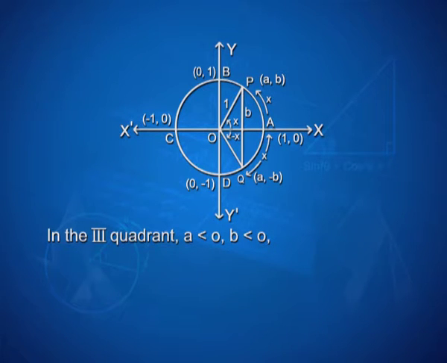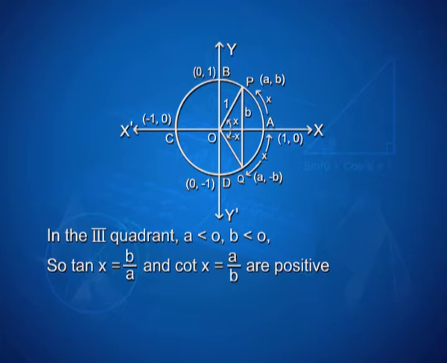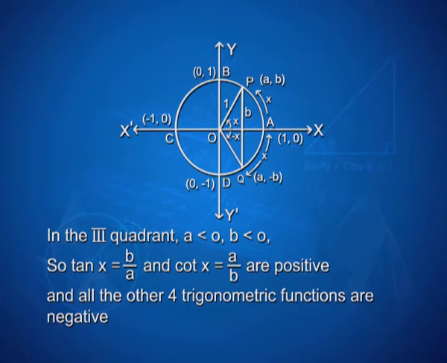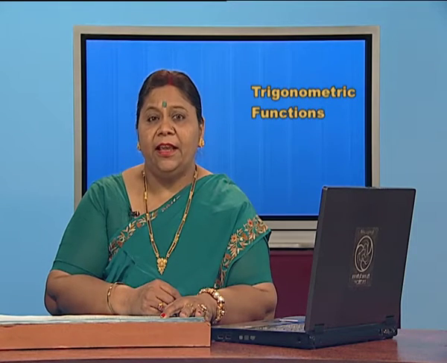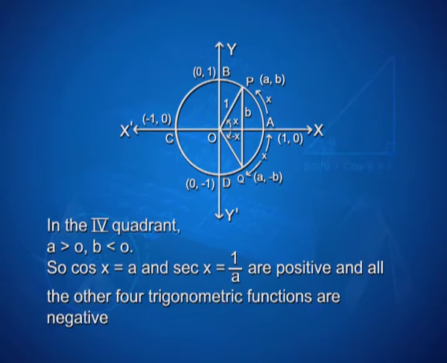In the third quadrant, A is less than 0, B is less than 0. So, tan x is equal to B upon A and cot x is equal to A upon B are positive, and all the other 4 trigonometric functions are negative. Similarly, in the fourth quadrant, A is greater than 0, B is less than 0. So, cos x is equal to A and sec x is equal to 1 upon A are positive, and all the other 4 trigonometric functions are negative.